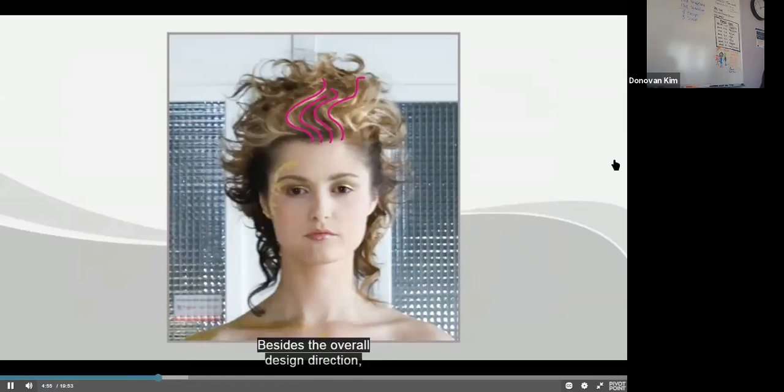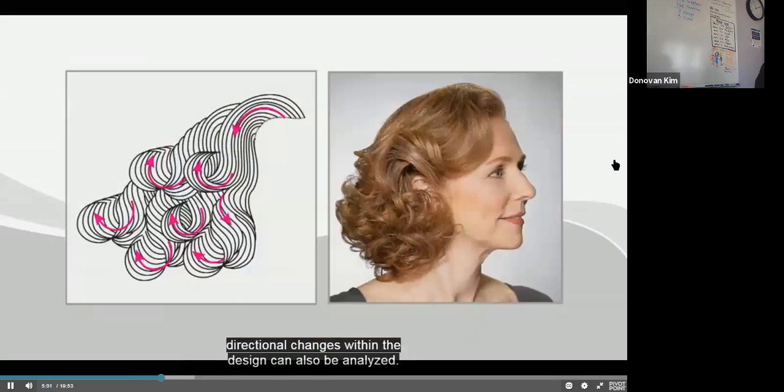Besides the overall design direction, directional changes within the design can also be analyzed. These directional changes are straight, curved, or angled lines, which lead the eye through the design, giving the impression of motion.